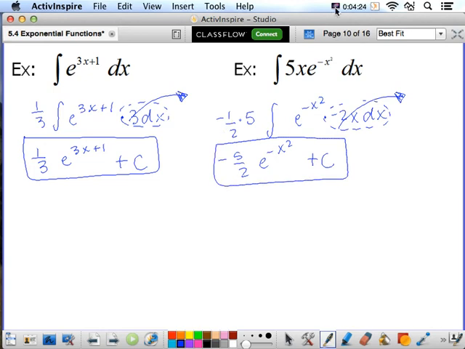Do you move it down because of the negative exponent? You could. They will let you leave negative exponents on e's but not on x's. So you don't have to, but you certainly could write it as negative 5 over 2 e to the positive x squared. So those are actually exactly the same thing.